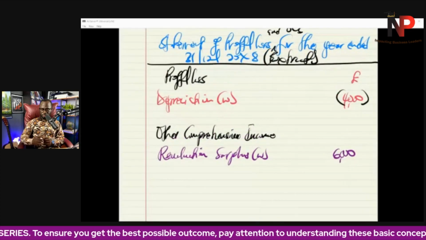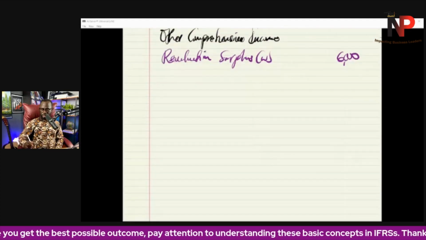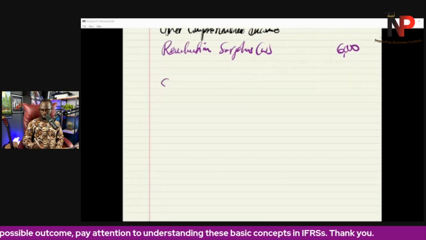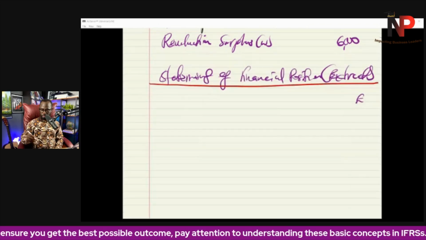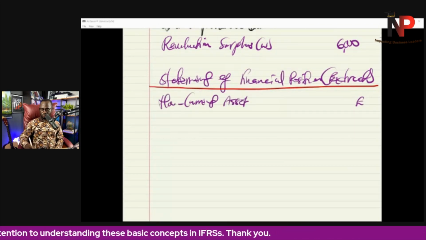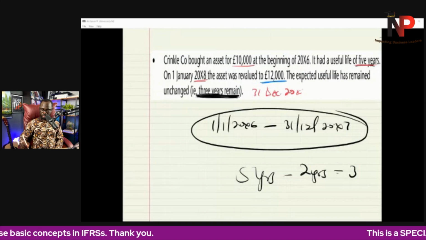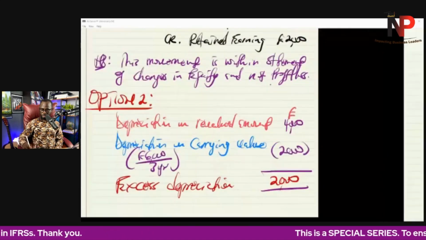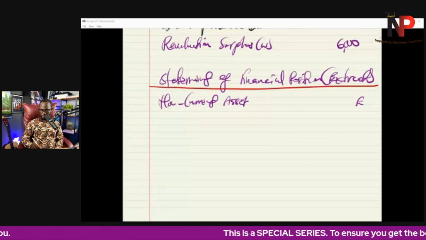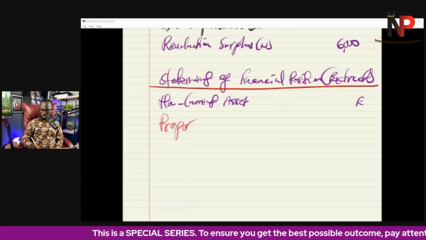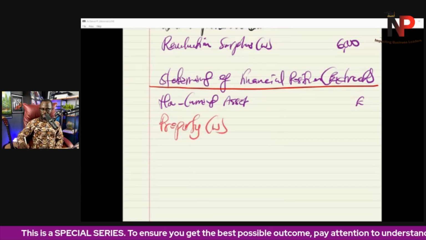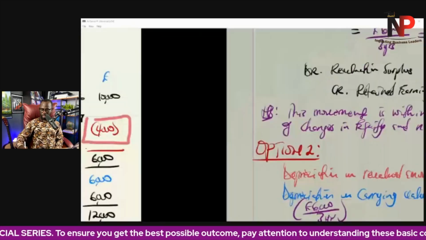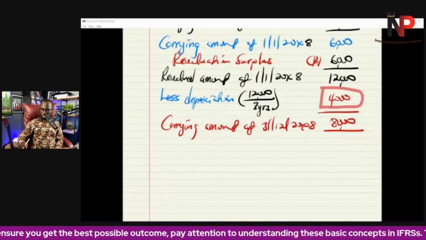So this is our statement of profit or loss and OCI. Let's look at the extract of the statement of financial position for that same year ended. Gonna have non-current assets. What did Crinkle buy? They just said bought an asset. Okay, so we can just say property. Don't write PPE, okay? We just say property. Then we bring in the carrying amount at the end of the year, which is 8,000.